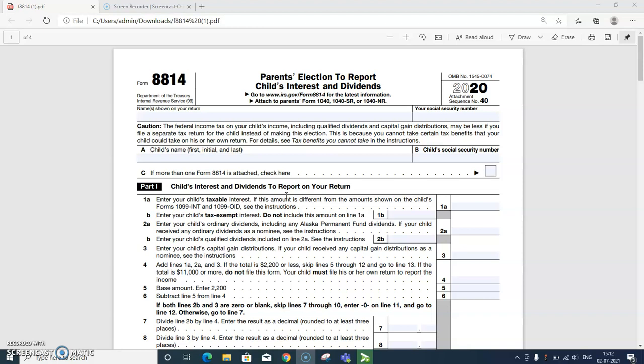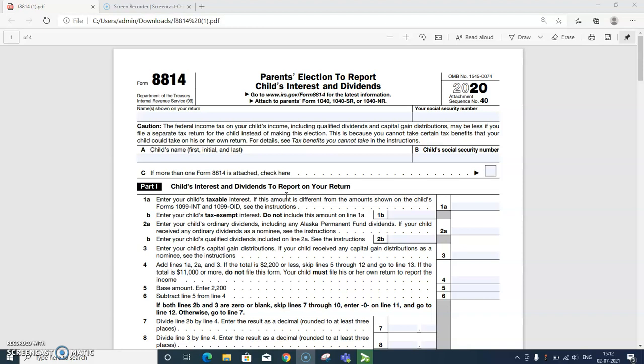The child does not file a joint return for 2020. There was no estimated tax payment for the child for 2020, including any overpayment of tax from his or her 2019 return applied to 2020 estimated tax. There is no federal income tax withheld from the child's income.